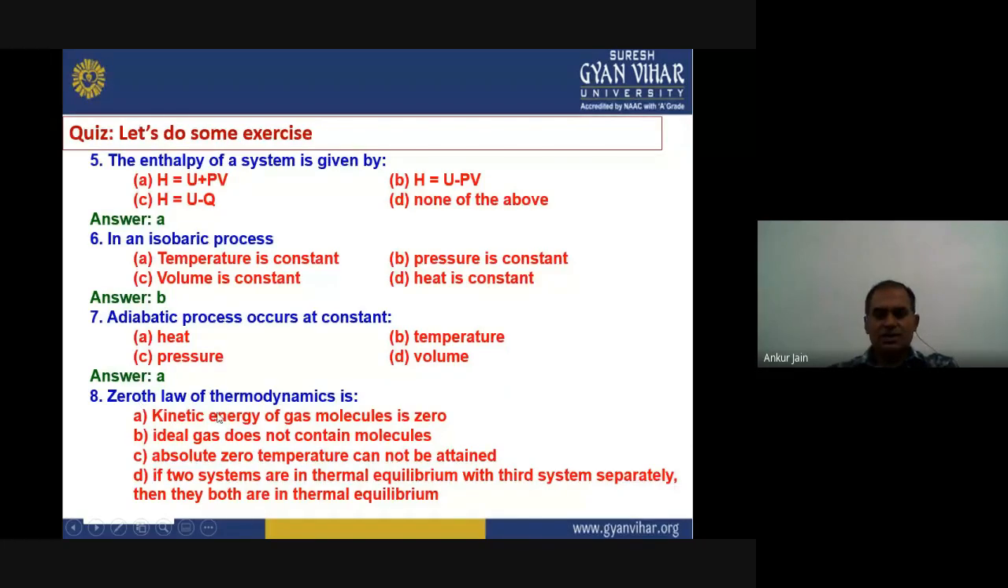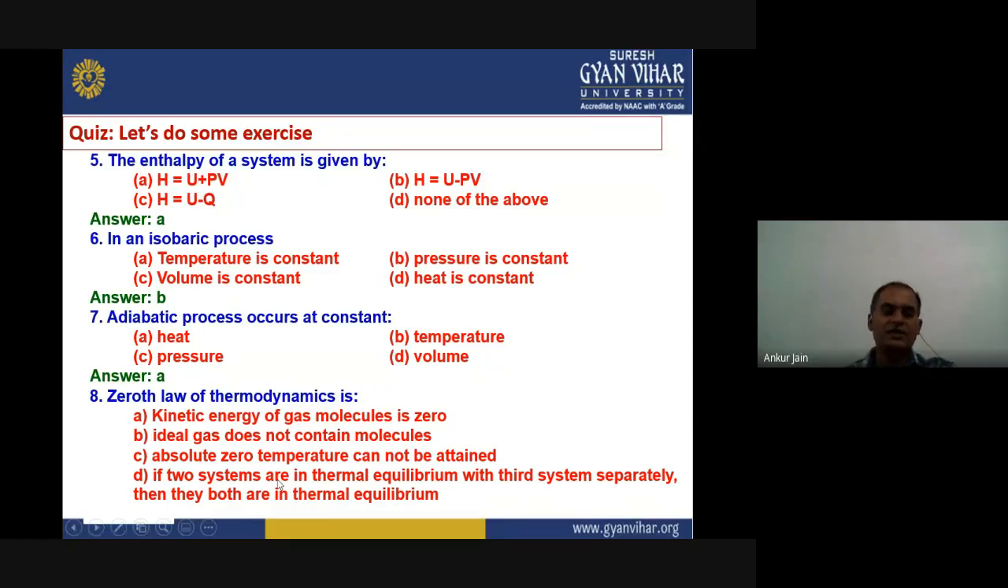Let us come to the next question, which is related to 0th law of thermodynamics. Option A, kinetic energy of gas molecule is zero. Option B, ideal gas does not contain molecules. Option C, absolute zero temperature cannot be attained. And the last option is, if two systems are in thermal equilibrium with a third system separately, then they both are in thermal equilibrium. Yes, option D is right.